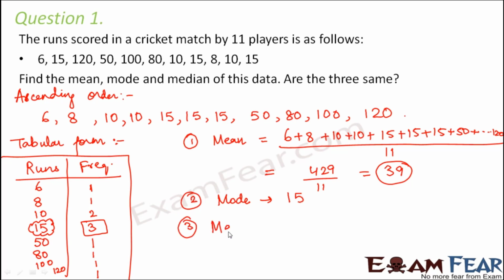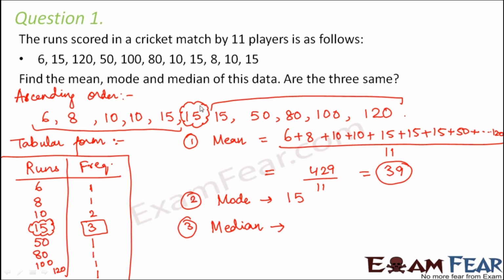Next we have to find the median. The median is the middlemost data. Here, when it has been arranged in ascending order, we have a total of 11 values. So we can divide it into groups of 5 and 5. So 1, 2, 3, 4, 5 in one group, and again from the end 1, 2, 3, 4, 5 in the other group. So which is the middlemost data? The middlemost data is 15. So what do we observe? We observe that in this case the mode and median are the same, but they are not the same as the mean. Therefore, no, all three are not the same.